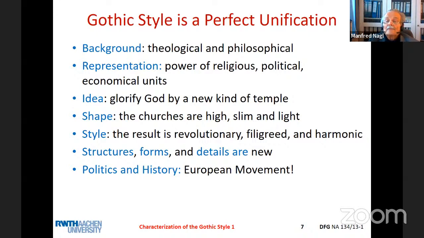Gothic churches have a big representation. They show the power of religious or political or economic units like a bishop or a nobleman, a famous person of the chapter, or the noble person of the area, or in some cases also of the king. The idea is to glorify God with a new kind of temple, which looks completely different from what we see in the Romanesque era, where we speak about the fortress and castle for God. Now we speak of a new kind of temple, which has a completely new shape. Namely, the churches are very high, they are slim, and they are very light.